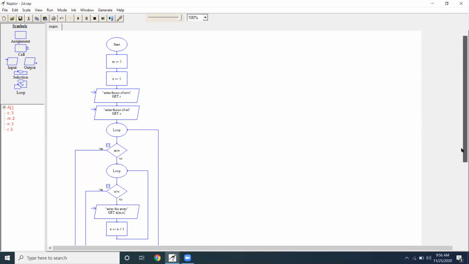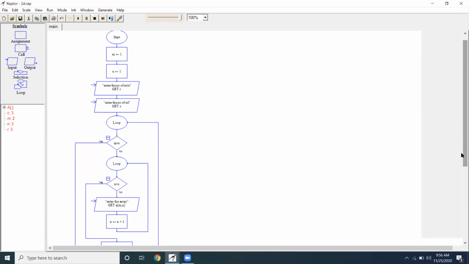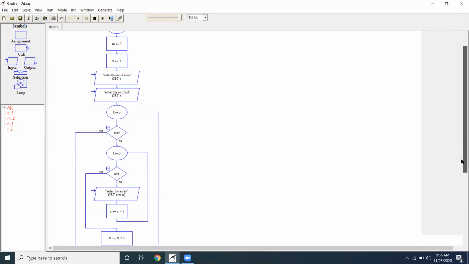Now we said that M indicates the number of 1D arrays, that means the number of rows. So for that, what condition has he given? M is greater than R. That means M starts at 1 and ends at 3. It should not be greater than 3. And after that, inside that, he has given a nested loop.